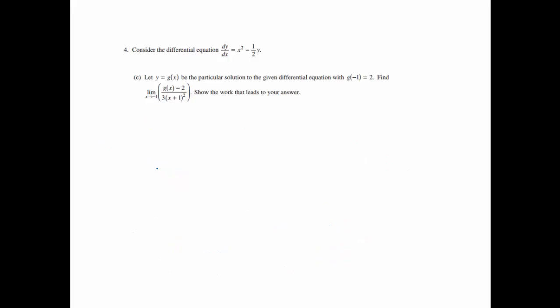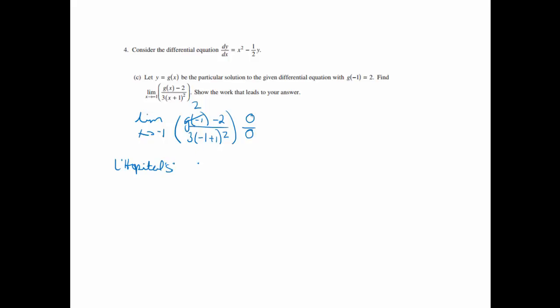Alrighty, part C. Let y equal g(x) be the particular solution to the given differential equation with g(-1) equaling 2. Find the limit as x approaches -1 of (g(x) minus 2) over 3 times (x plus 1) squared. Show the work that leads to your answer. When we're finding a limit, the first thing we want to do is just plug the x value into the equation and see what happens. So if I plug that in, I'll have g(-1) minus 2 over 3 times (-1 plus 1) squared. When I do that, g(-1) they told me was 2, so I end up getting 0 over 0, which means I get to use L'Hopital's rule.